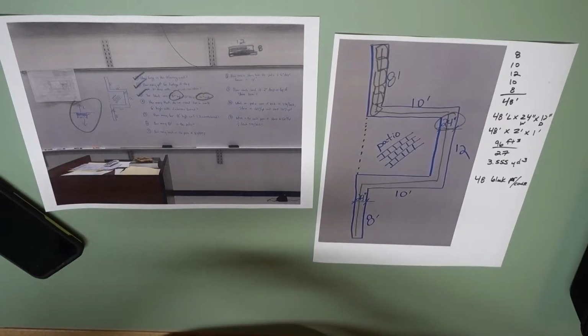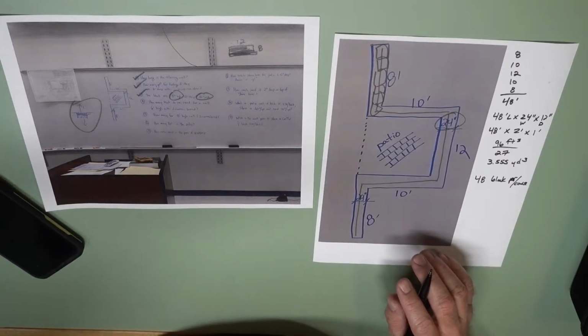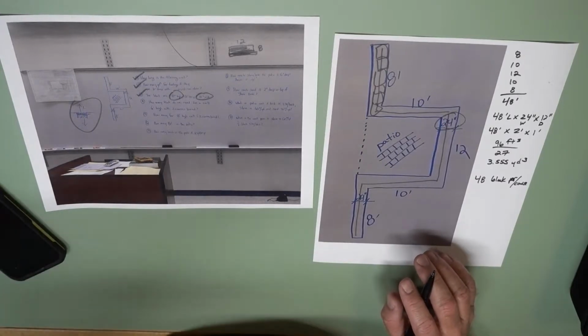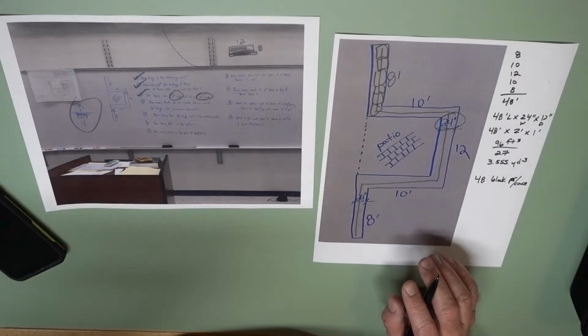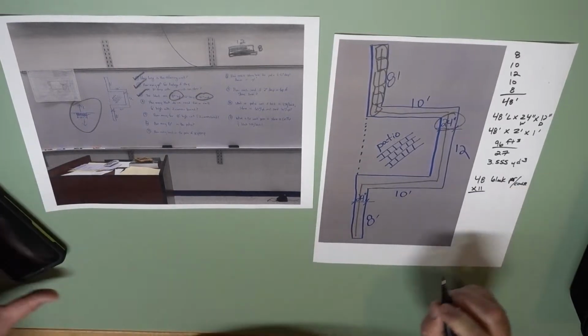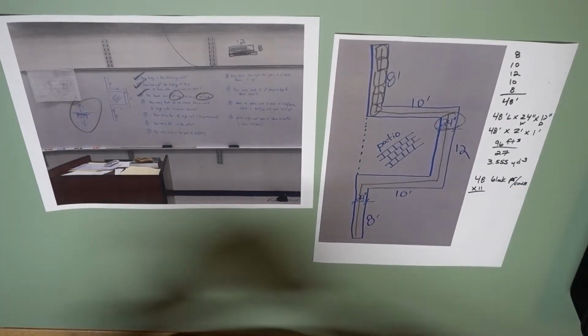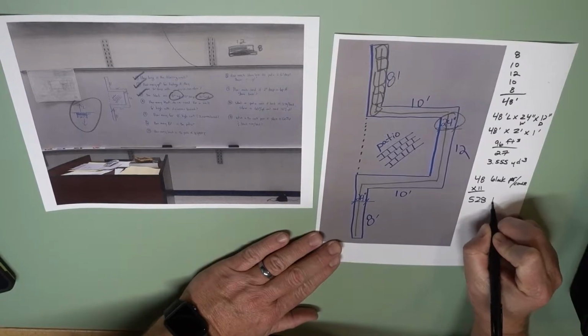Well, the blocks are 8 inches tall, so how many times will 8 inches go into 72 inches? 9. So we need 9 courses. We're going to bury 2 courses, so we need 11 courses. So 48 times 11 is how much? 48 times 11. We need 528 block.